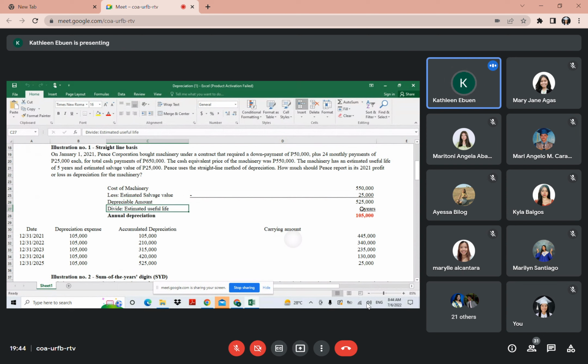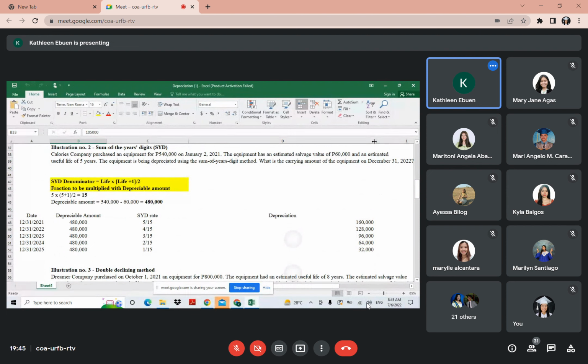So, sa SYD, okay, so Calories Company purchased an equipment for 540,000 on January 2, 2021. So the equipment has an estimated salvage value of 60,000 and an estimated useful life of 5 years. So the equipment is being depreciated using the SYD method. What is the carrying amount of the equipment on December 31, 2022? So makalipas daw ang 2 taon.